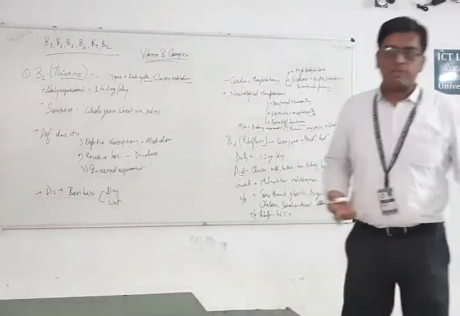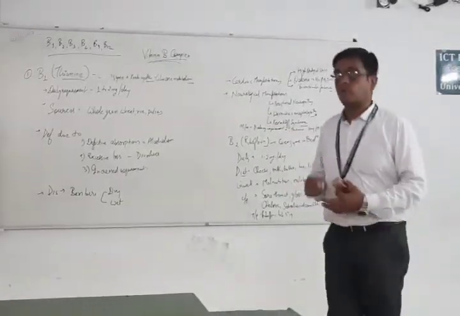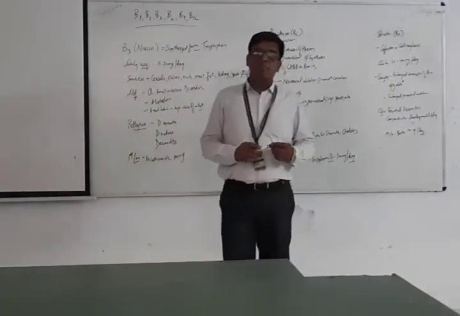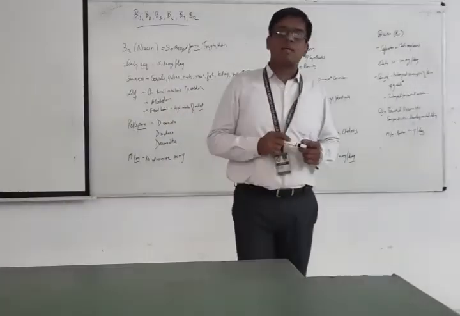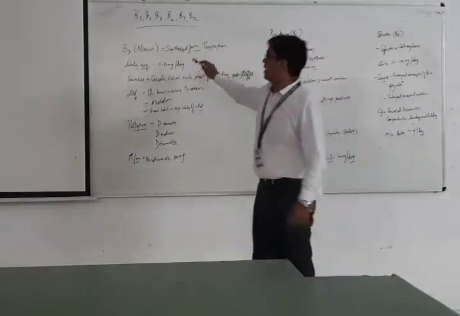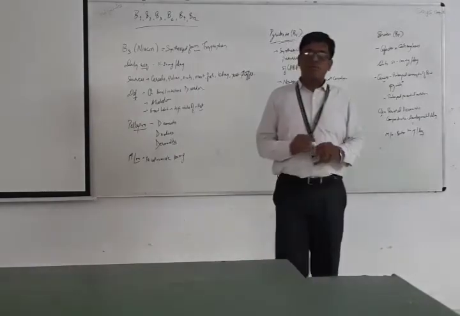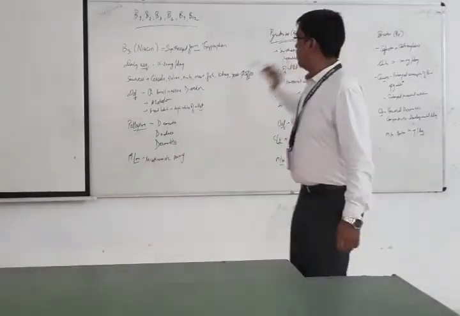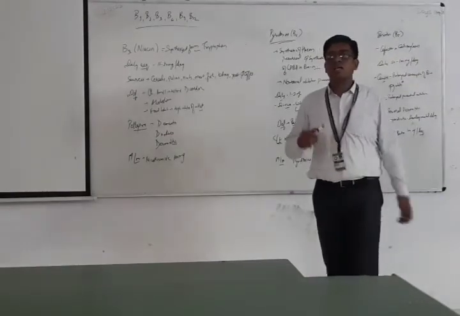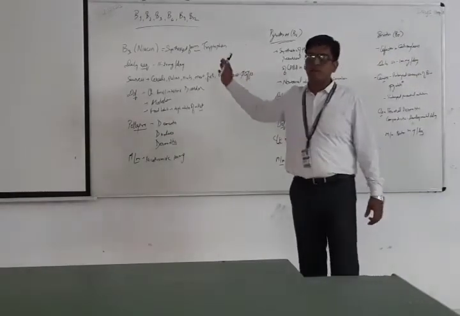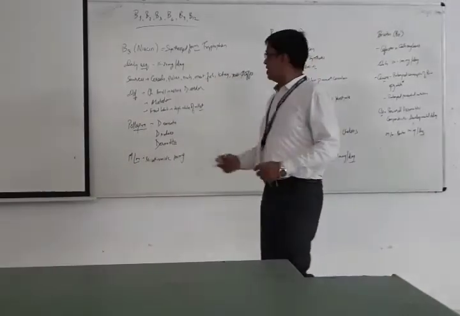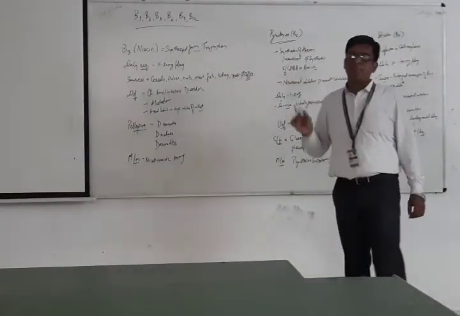Now, let's start with vitamin B3. We have discussed vitamin B1 and vitamin B2. Now we come to vitamin B3. Vitamin B3 is also known as niacin. And how is it synthesized? Vitamin B3 is synthesized from the essential amino acid tryptophan. The daily requirement for vitamin B3 is 15 to 20 milligrams per day.